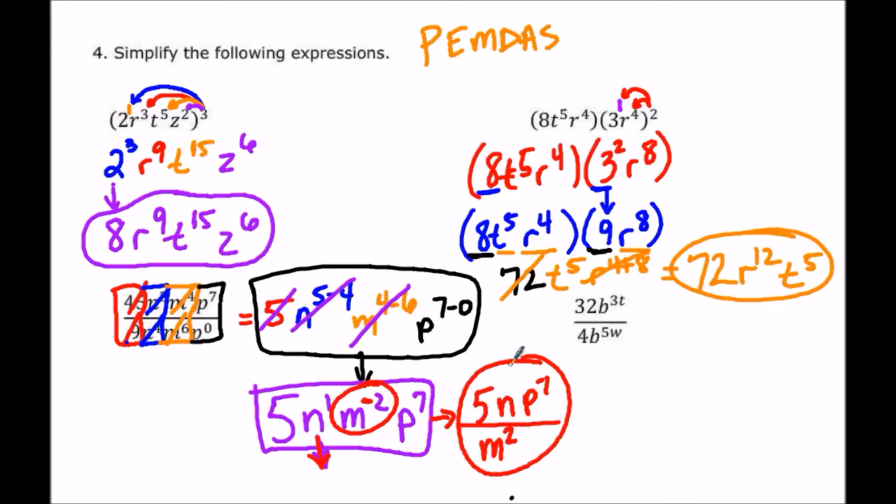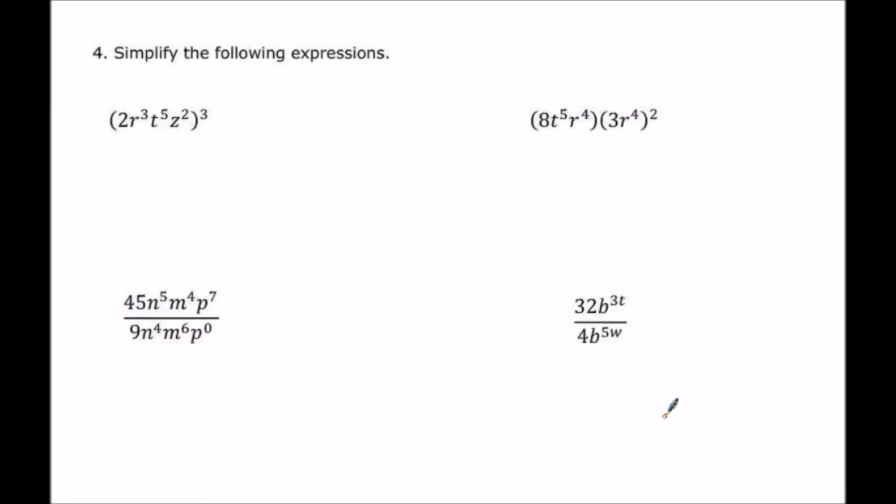All right. But we have one more problem there. I'm going to clear this page out because there's a lot going on. Let's check this one out. If you notice, I'm going to box what goes together. 32 divided by 4, we already know is 8. Super easy. But we have a base to a power and a base to a power. Well, we already know that when you're dividing, you're actually subtracting. So 3t minus 5w.